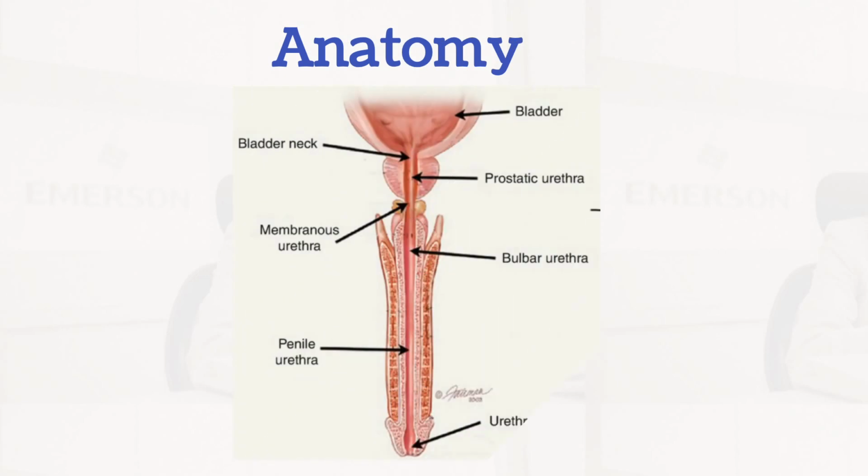So starting with anatomy. The urethra can be divided into two: the posterior urethra and the anterior urethra. Under the posterior urethra, we have the prostatic urethra, meaning the urethra which is surrounded by the prostate, then the membranous urethra. Anteriorly, we have the bulbar urethra and the penile urethra, which is sometimes referred to as the pendulous urethra. So that's the penile urethra.